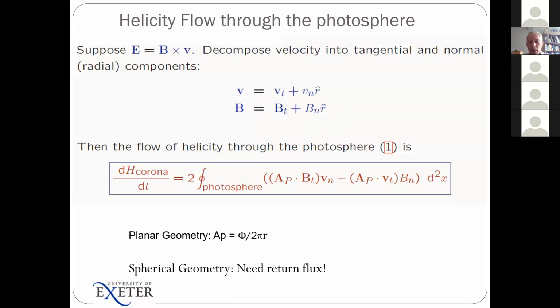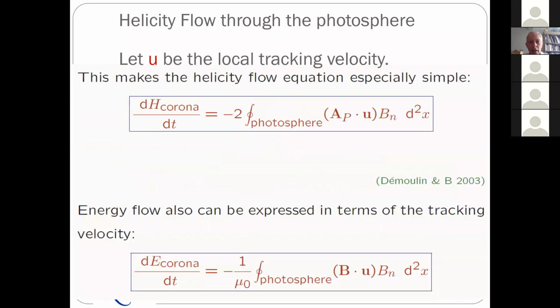Okay, so you can get some expressions for that. You can do it with local tracking velocity, and then you don't need to worry about which flux is old flux and which flux is emerging flux. You can do this for energy as well, by the way.